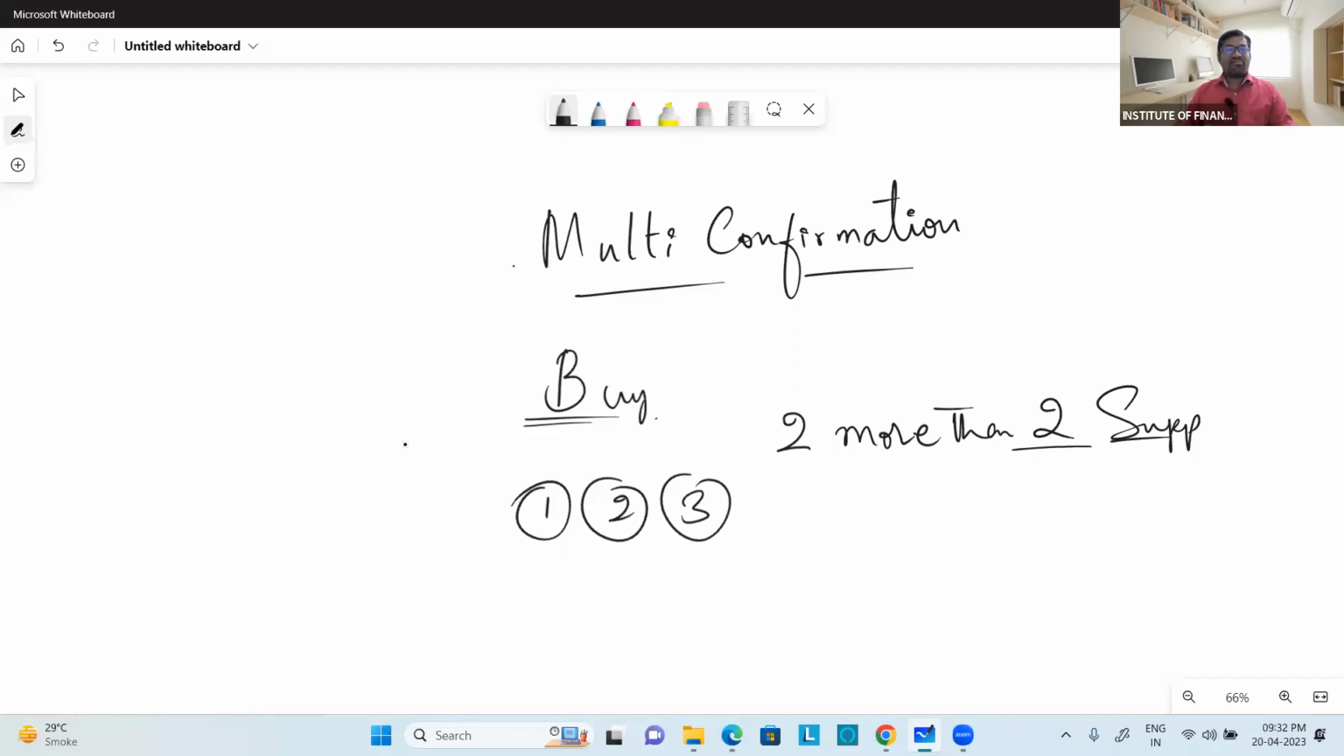Triangles, golden cross. Yes, like that. If more than two supports are meeting at the same place, then that is called a confluence. Confluence means the meeting of all the supports. Overlapping zone. Yes, Ramana, good. So we call that a confluence zone.